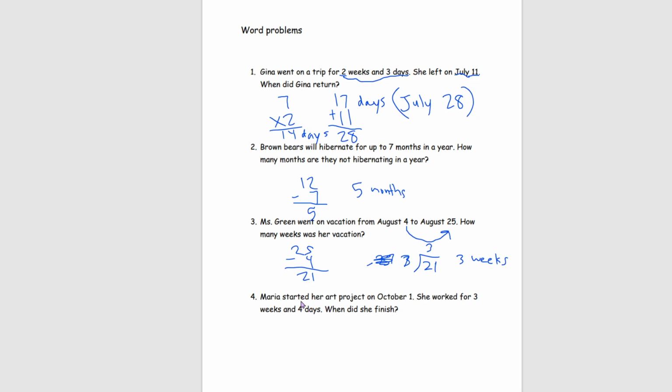For our last one, we have Maria started her art project on October 1st. She worked for 3 weeks and 4 days. When did she finish? Since she started on the 1st of October and worked for 3 weeks and 4 days, we can do 3 times 7 first to get the days of the weeks, so we get 21. We can add 4 to get 25 days. And then we can add 25 plus 1 since she started on October 1st, which gets us 26. So she finished on October 26.